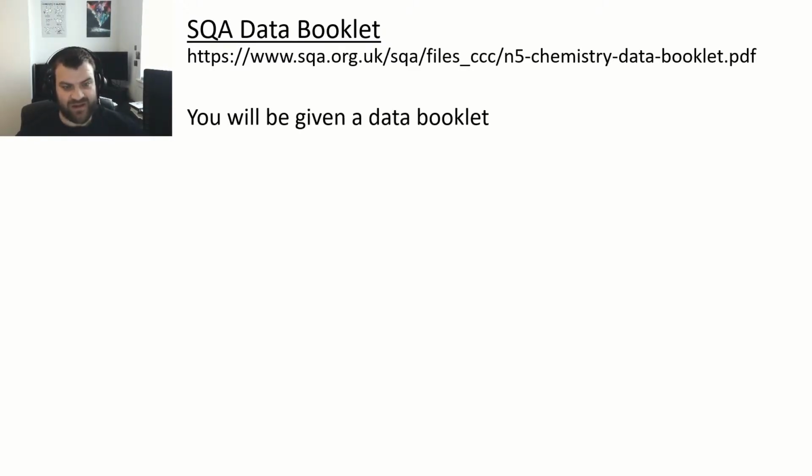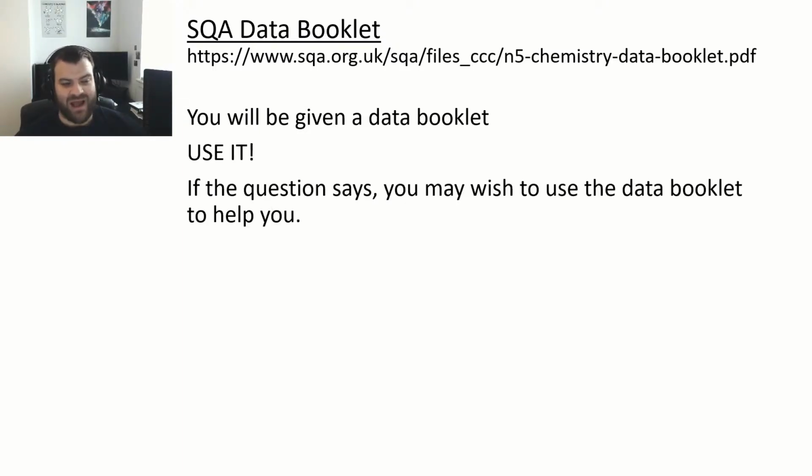During this topic, and pretty much all of the course, the SQA data booklet is going to come in very handy. You will be given a data booklet. Use it.